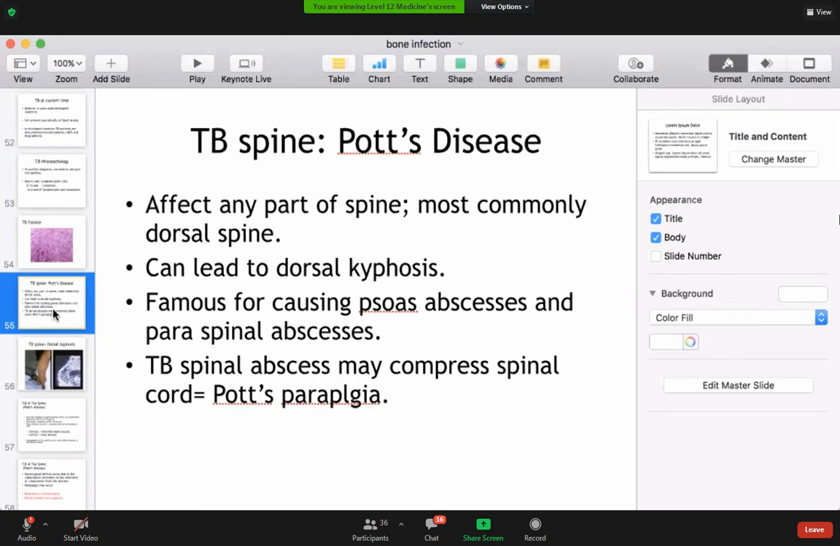So TB in the spine, it's called Pott's disease, affects any part of the spine, most commonly dorsal spine, which is the thoracic spine, can lead to dorsal kyphosis. Famous for causing psoas abscess and paraspinal abscesses. TB spinal abscess might compress spinal cord and cause paraplegia.